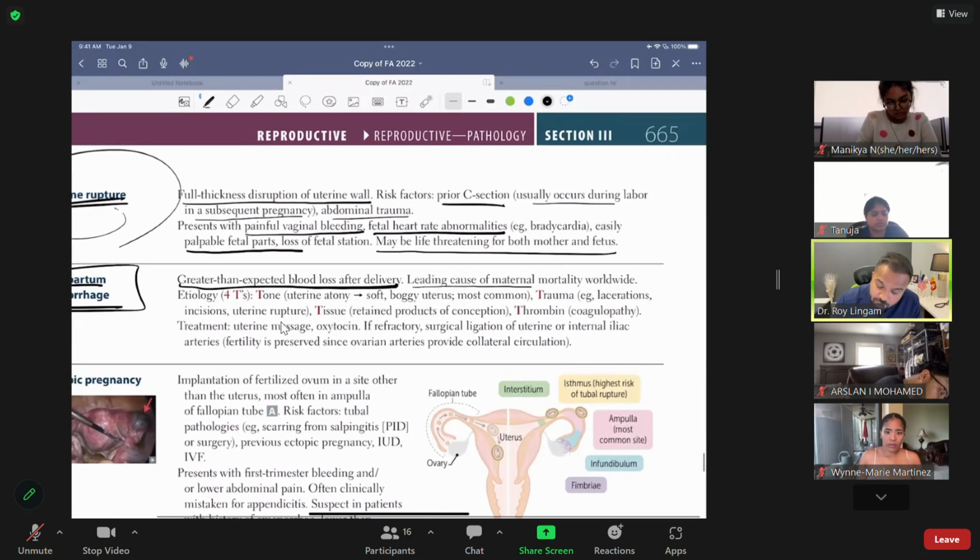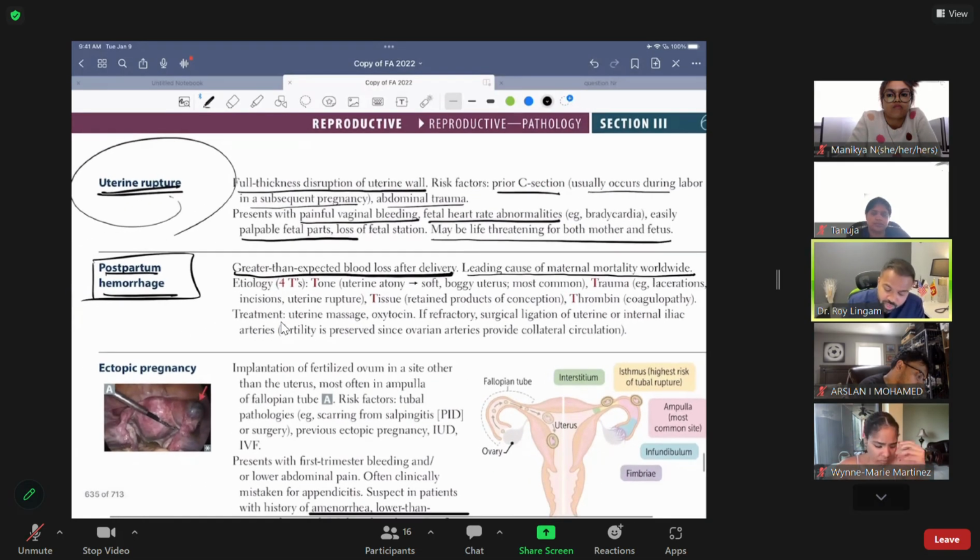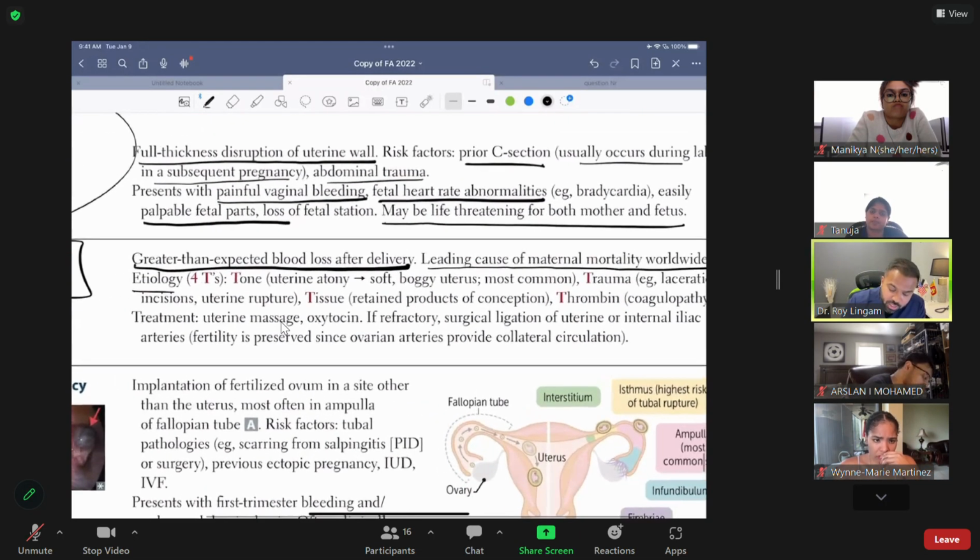Leading cause of maternal mortality worldwide. That's the biggest problem worldwide because, imagine if the mom gives birth at home and has this bleeding. There's no way she would even know it or control it, folks. So that's that. Etiology. This is a must. What are the reasons?